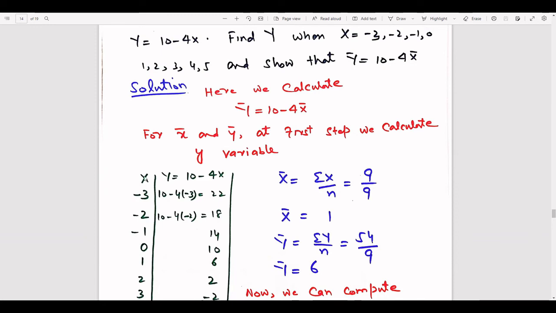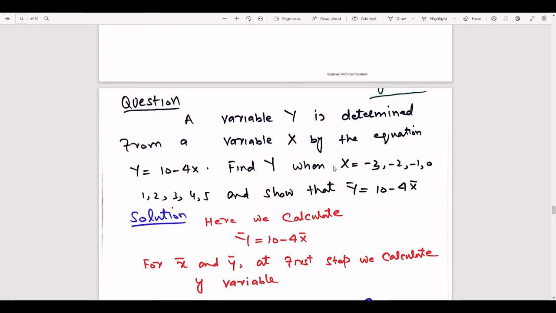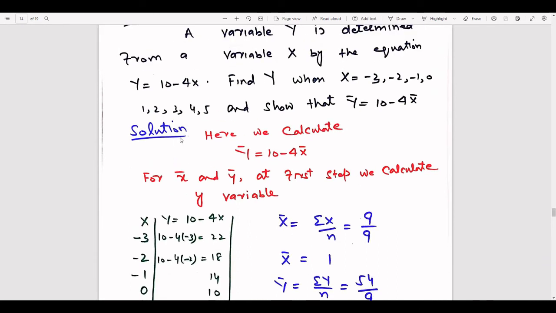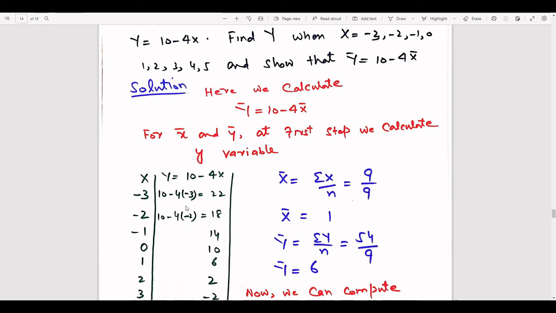First I write up here the values of x as given in the question: minus 3, minus 2, minus 1. Next our task is to calculate y is equal to 10 minus 4x. So put these values: 10 minus 4 into the x value minus 3. Minus 4 multiplied by minus 3 is plus 12, so 10 plus 12 is equal to 22. Minus 4 multiplied by minus 2 is plus 8, 10 plus 8, 18. Minus 4 multiplied by minus 1 is plus 4, 10 plus 4, 14.